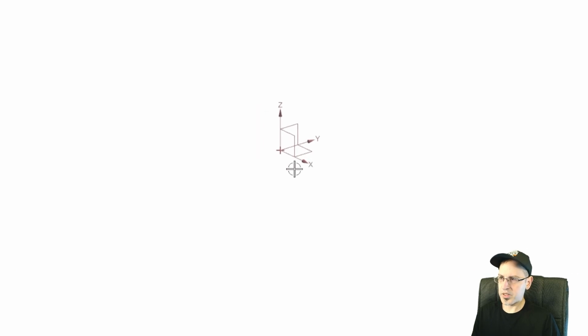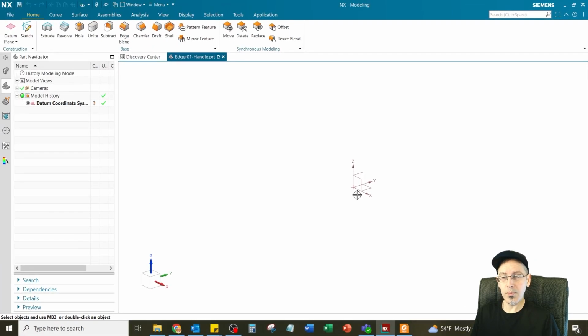This over here in the middle is your datum coordinate system. This is where you're going to be putting all your sketches. You'll be sketching on different planes of this XYZ axis system. If you find that this XYZ axis system, the CSys, is too small, you can actually increase it to be bigger as well.